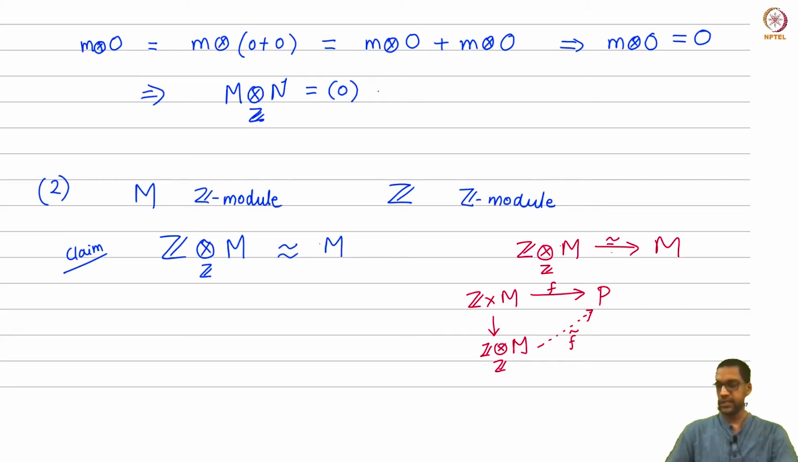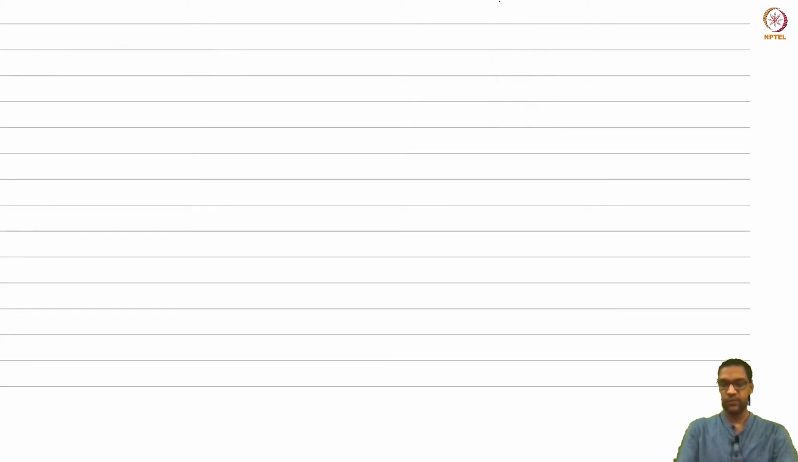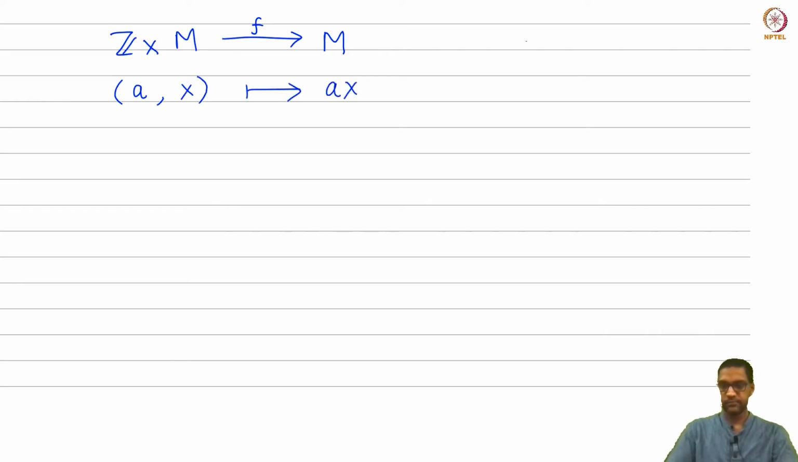Okay, so if you are trying to construct a map from the tensor product to any module, then what you should try to do is use the universal property of the tensor product. Let's do that in this case to see how it works. Let me first start with a bilinear map from Z cross M, and the target module here is M itself. So first let me try and construct a bilinear map. Okay, what should I take? Well, there's more or less only one thing you can do. Take an integer A, take an element x of M, and just map it to A times x.